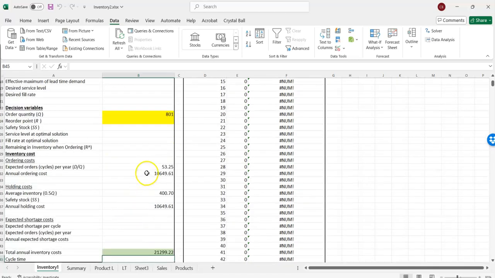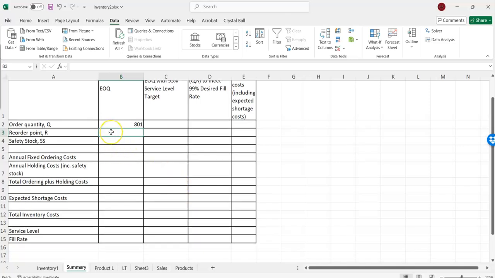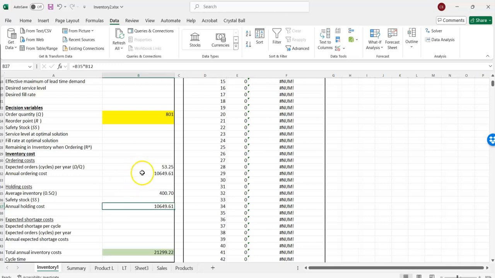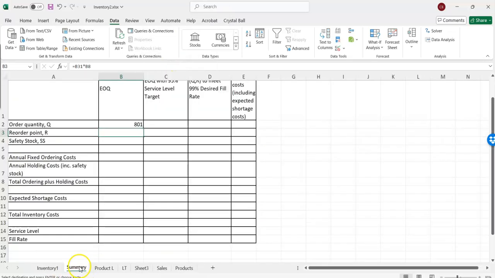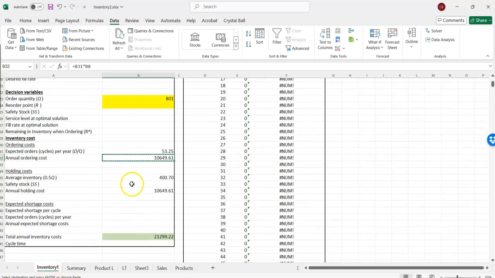Not surprisingly, economic order quantity is where the annual ordering cost is exactly equal to the annual holding cost. So we'll record this over on the summary. So it's 801 for the EOQ. For the EOQ, we're not considering the uncertainty yet, so these values would all just not be applicable. Our annual ordering cost is 10,649.61. Our holding cost is the same thing.